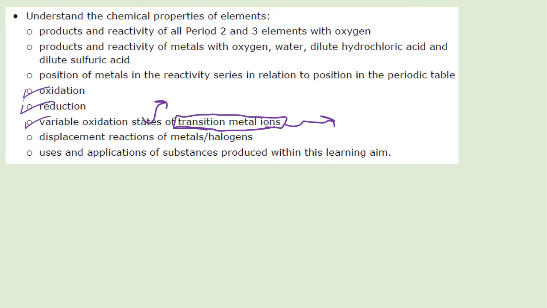So when we looked at group 1, it was just +1. When we looked at group 2, they were just +2. However, those transition metals in the middle can have variable oxidation states, which means sometimes it can be +1, sometimes it can be +2. Iron, for example, can be +2 or +3. We don't need to know all the different states, we just need to be aware that transition metals can have different states. Sometimes it's +5, and then in the same element in a different substance, it could be +3.